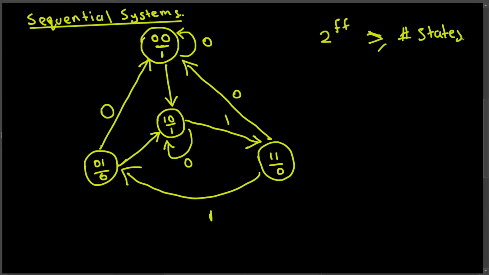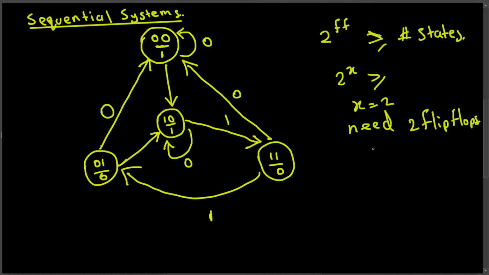Number of states. Here, how many states do we have? You can see 1, 2, 3, 4. 4 states means the number of flip-flops that we use should be 2 or more. If you put 2 power x and solve for it, that's going to end up 2. So here we need 2 flip-flops. Here we can use the JK flip-flop.